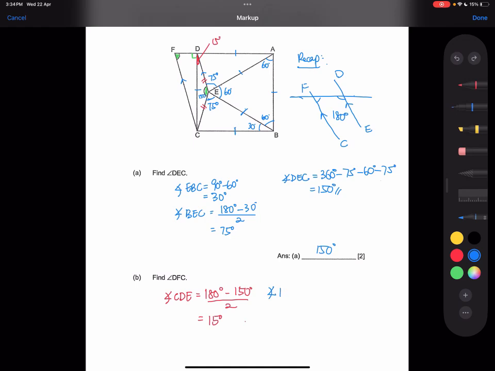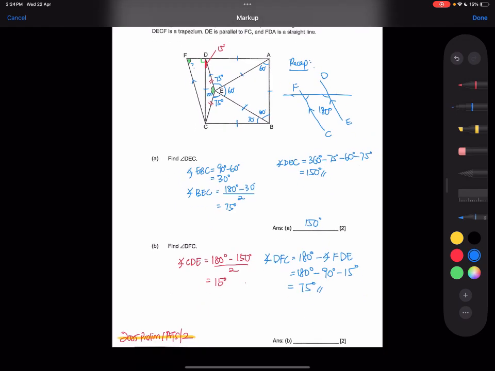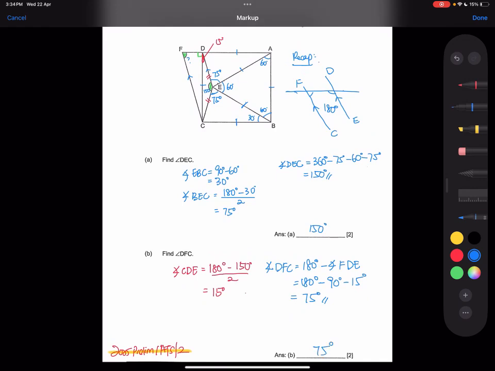We can easily find angle DFC. Okay, DFC is this angle we're looking for. It is equal to 180 degrees minus angle FED. Okay, so that's 180 minus 90 minus 15, and that will give us 75 degrees. Right, this is our answer, 75 degrees.